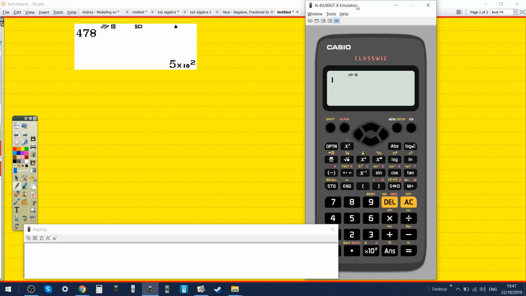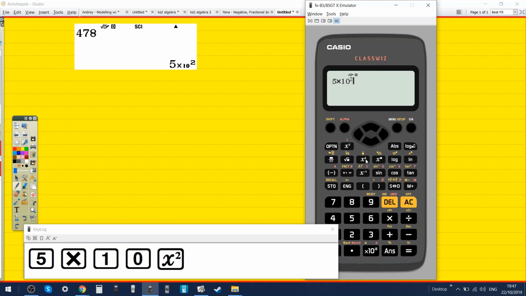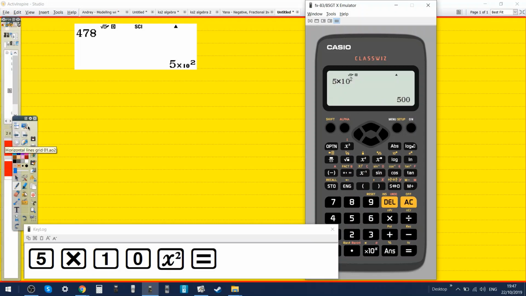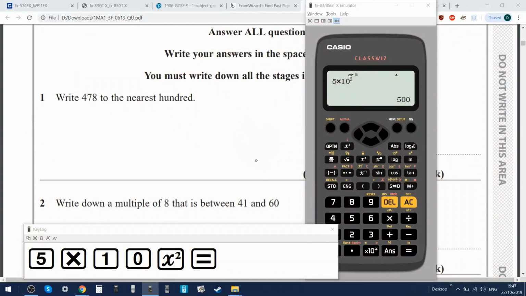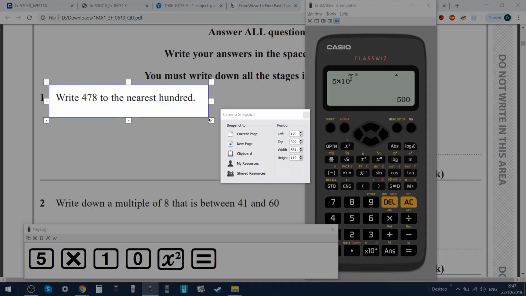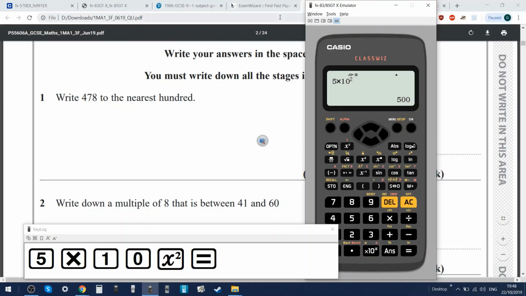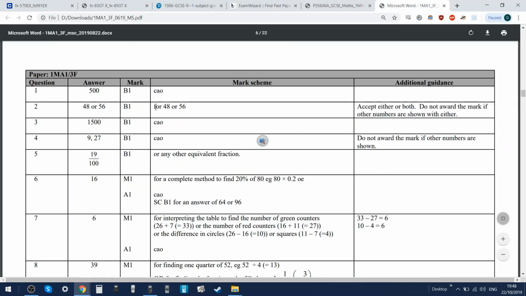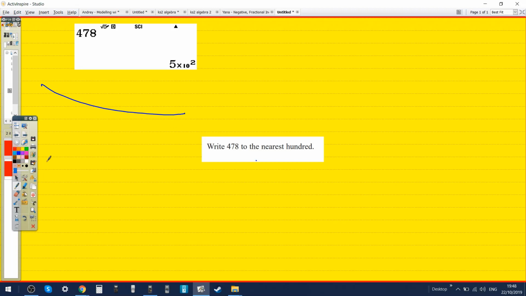What is 5 times 10 squared? 5 times 10 to the power of 2 is 500. So the answer to the first question is 500. And if we check the mark scheme, it should say 500. Let's check. Mark scheme. There it is. 500. 1 mark, correct answer only. That means there's no working out to do.